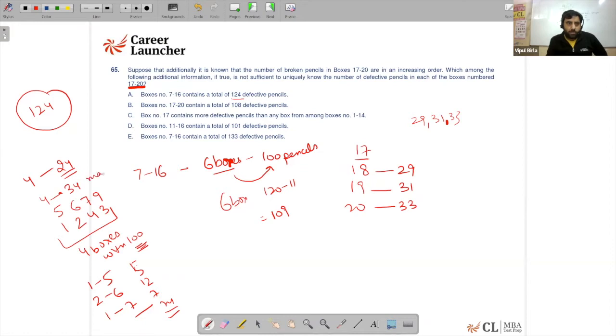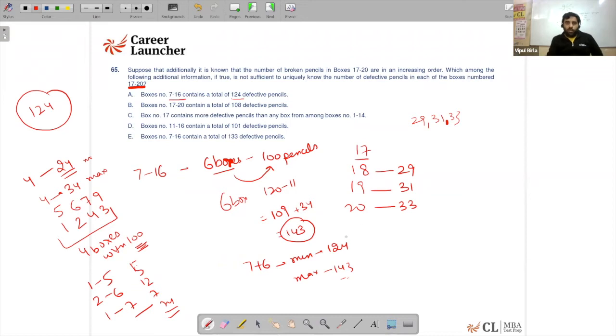This is the maximum. This is the minimum. So basically in that case, 109 plus 34, that's 143. So for boxes 7 to 16, the minimum value is 124 and the maximum value is 143. Now the question says the option is that boxes number 7 to 16 contain a total of 124.